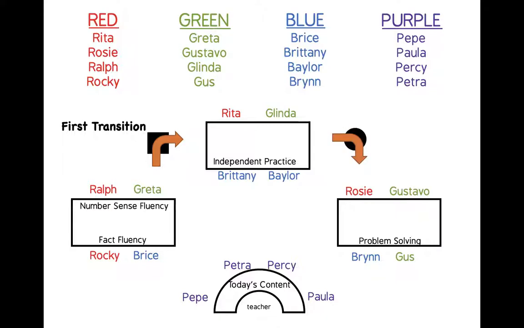The circles are moving from independent practice to problem solving, and the triangles are moving from problem solving to fact fluency. Percy and Pepe are triangles, so now is when they rejoin their triangle group at fact fluency. Petra's a circle, she'll rejoin her group at problem solving. And Paula's a square, so she'll rejoin her group at independent practice.